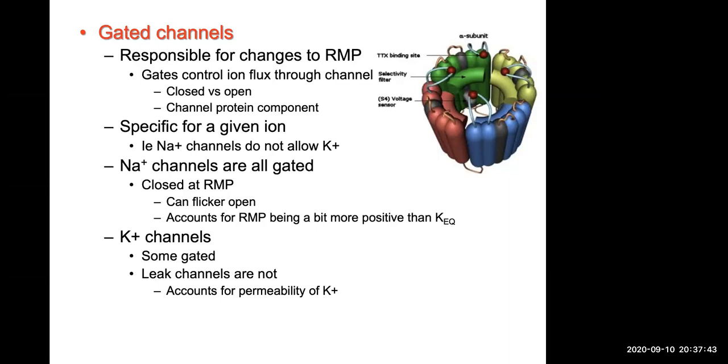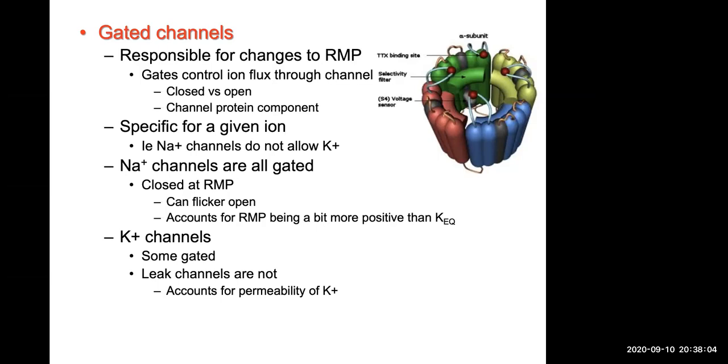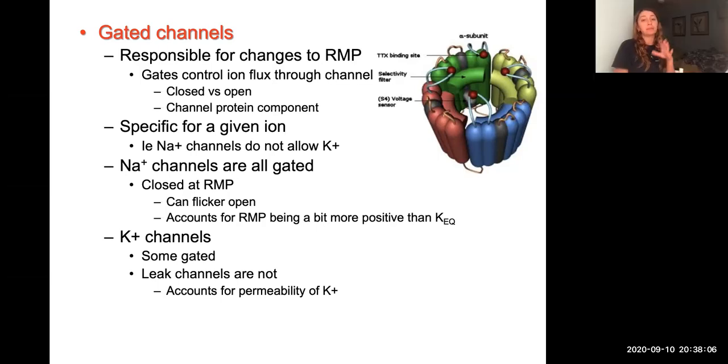I remember she said that it's closer to negative 70 because potassium contributes more to the cell than sodium. Yes, you're exactly right. It does, because potassium is more permeable. But because the sodium channels can flicker open sometimes, a little bit of sodium will get in the cell, which causes it to be negative 70 rather than negative 90.